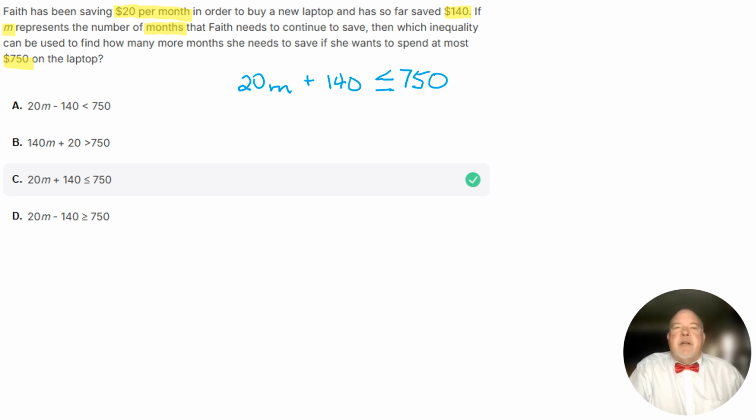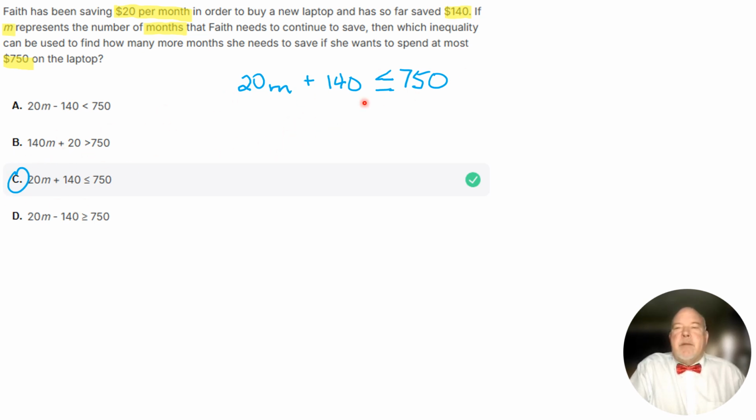So that's your inequality. Now, keep in mind that this is multiple choice, but if it wasn't, if you swapped the 20M and 140, so if you had these the other way and had 140 plus 20M, that would be correct also. All right. The answer just happens to be laid out like this.